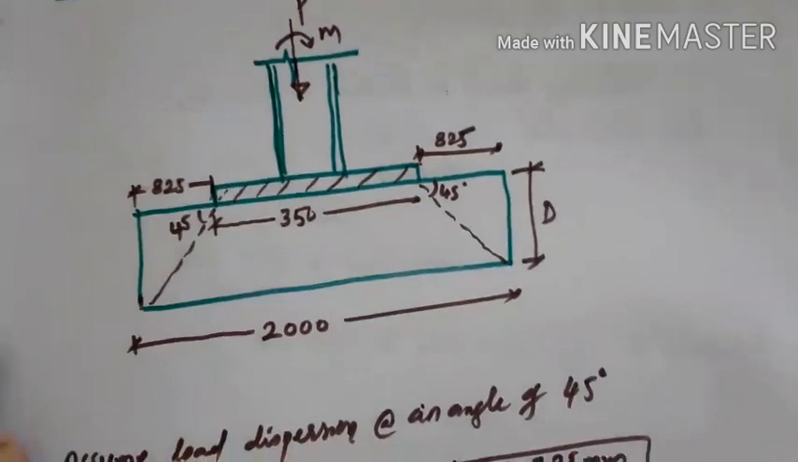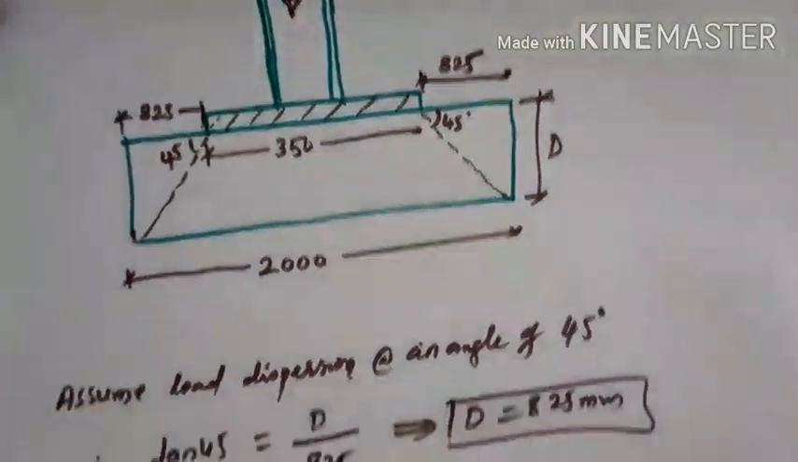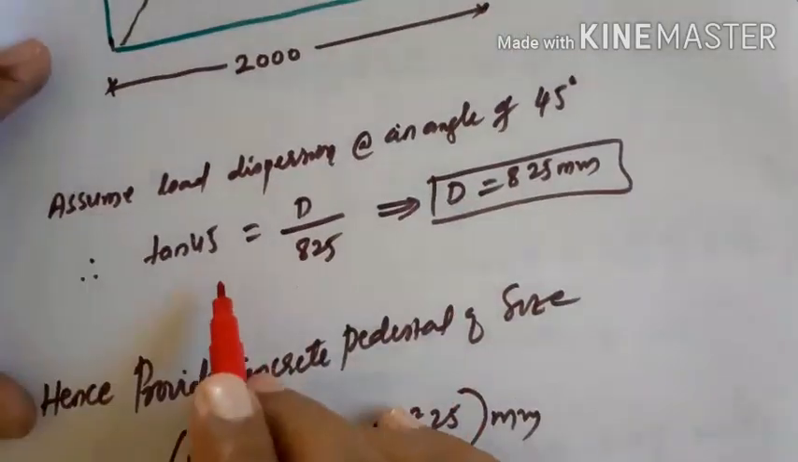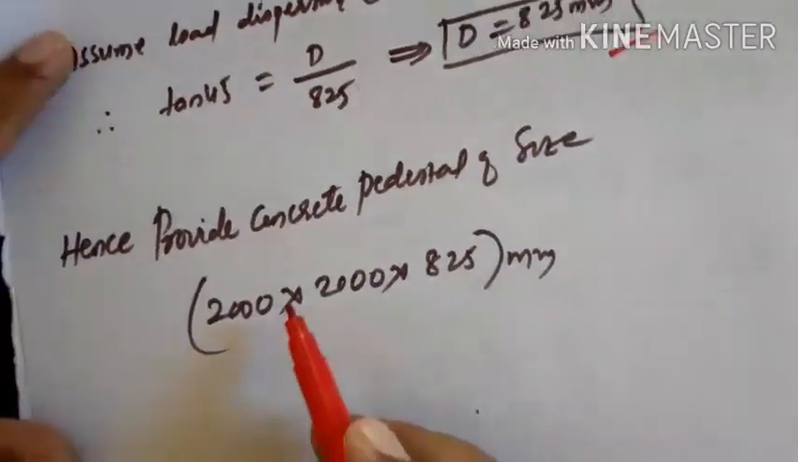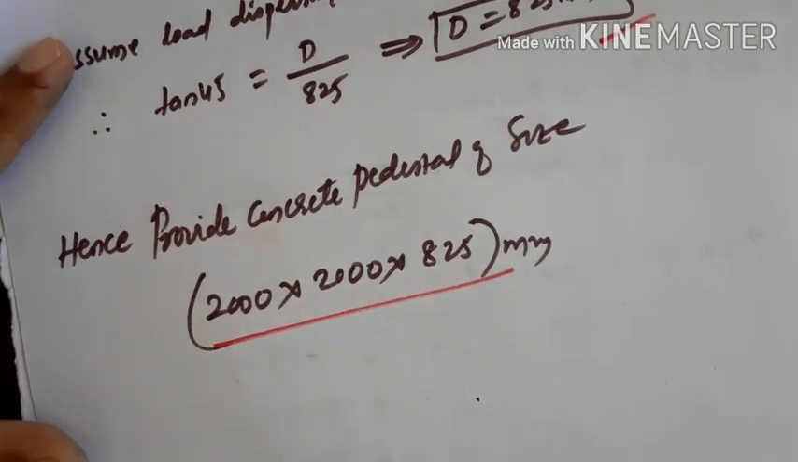So once we get that size, as I said, assuming the load dispersion will be at an angle of 45 degree, then calculate the depth required, depth of pedestal required. Assume load dispersion at an angle of 45 degree, then tan 45 is d by 825, you will get d as 825. Hence provide a pedestal size of this much, 2000 by 2000 by 825 mm.